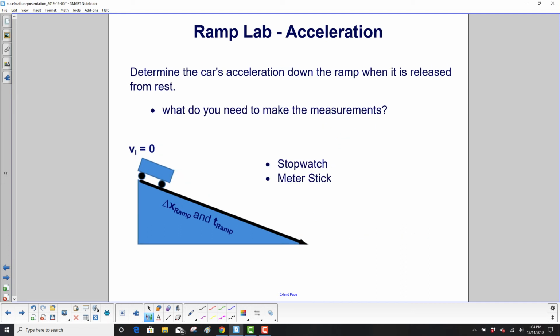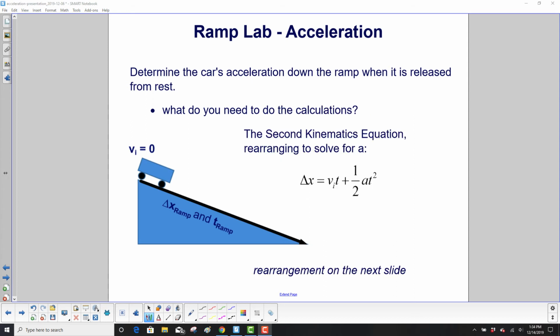We need to measure time, so we can use a stopwatch or your cell phone. And then to make the measurement of the ramp length, a meter stick would be a good idea. An excellent equation to use here would be the second kinematics equation. And why is that? Well, let's see.